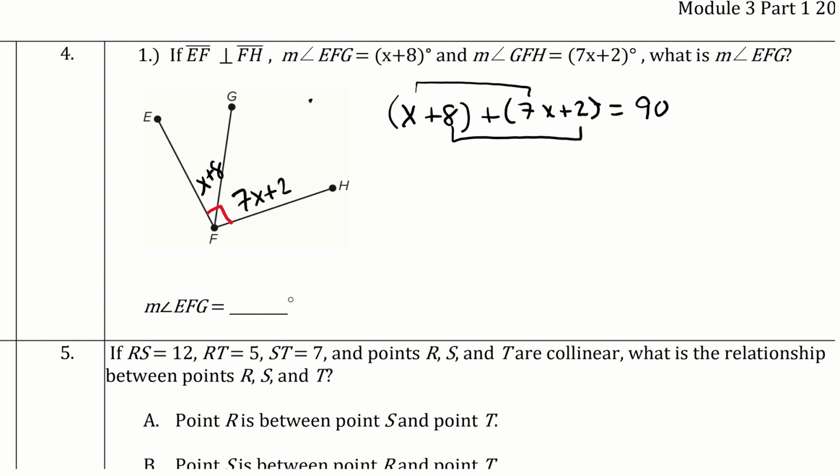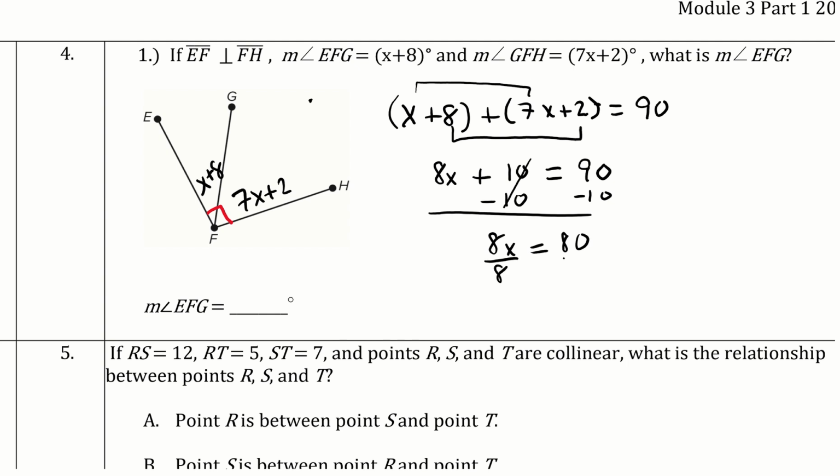All right, so now we can combine our like terms here and here. So we got 1x plus 7x is 8x. We got 8 plus 2 is 10. Now we can subtract 10 on both sides. We get 8x equals 80. So we can divide by 8 on both sides. So x equals 10.